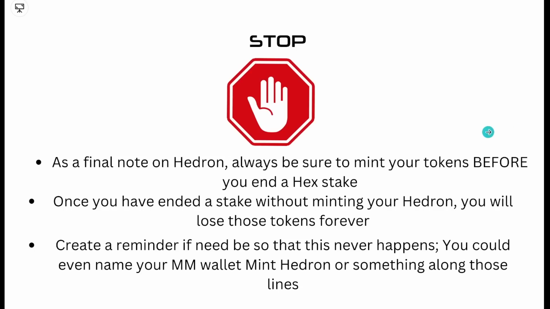So before we end this video, as a final note, just stop, think about this real quick, put a reminder down somewhere. Always be sure to mint your tokens before you end a Hex stake. Once you've ended a stake without minting your HEDRON, you will lose those tokens forever. You can never get them back. So create a reminder if need be so that this never happens. You could even name your MetaMask wallet Mint HEDRON or something along those lines. You can put a sticky note somewhere. You can set a Google reminder, calendar, anything. Just make sure you have some way of reminding yourself that you are going to mint your HEDRON before you end your stake.